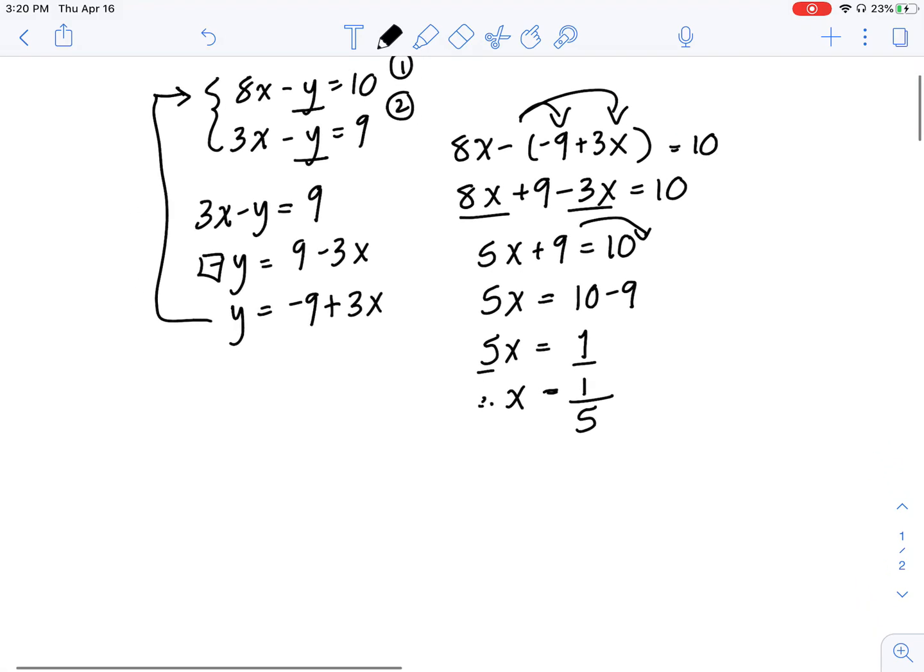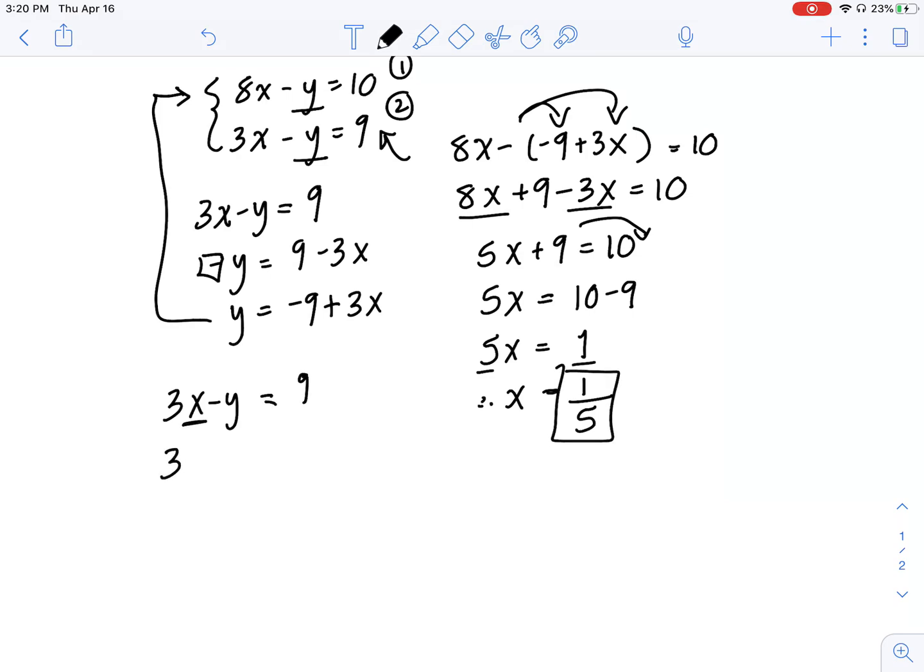With x equals 1 over 5, we can plug that back into equation 2 to solve for an actual value of y. 3x minus y equals 9, but instead of x, we're going to replace that with 1 over 5. So 3 times 1 over 5 minus y equals 9. 3 over 5 minus y equals 9.